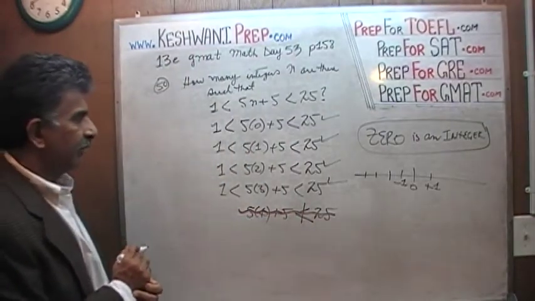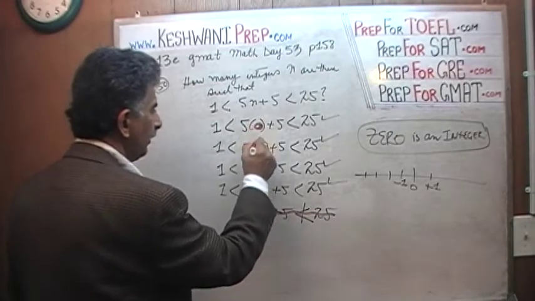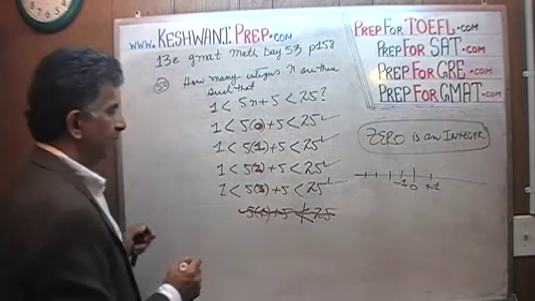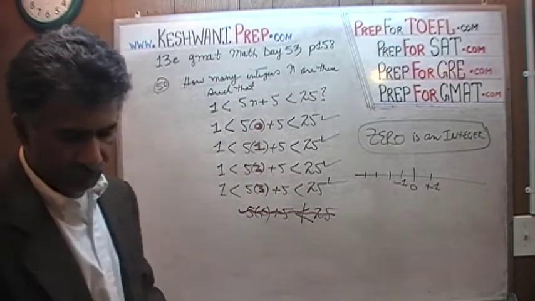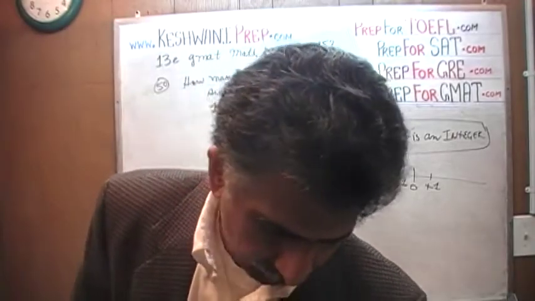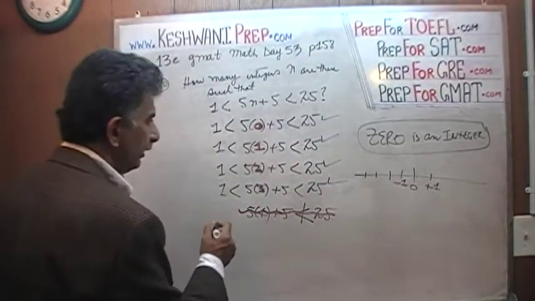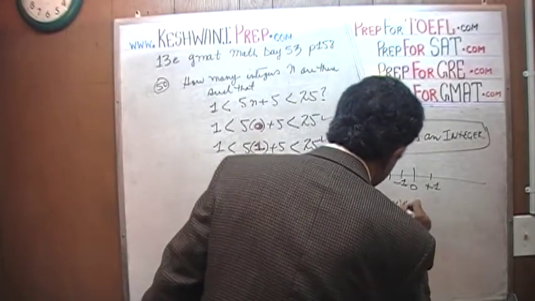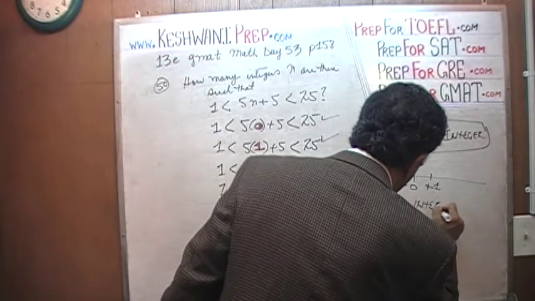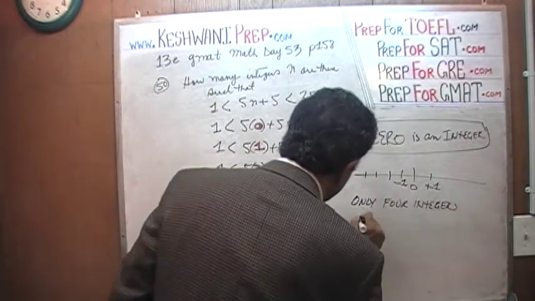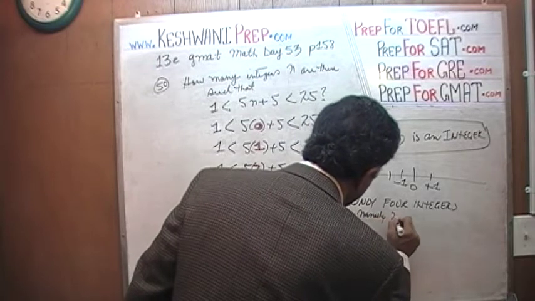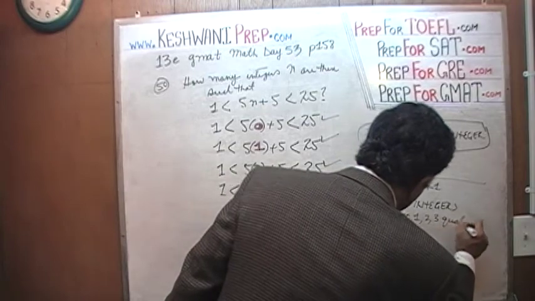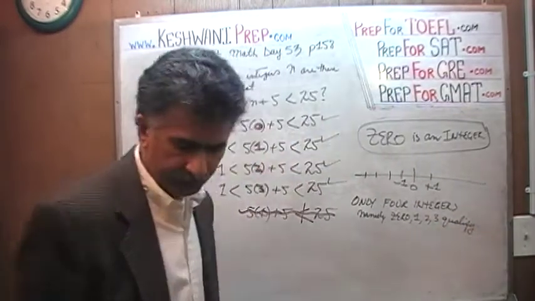So for how many integers did it work? Well, we had 0, we have 1, we have 2, and we have 3. Voila, that's it. 0, 1, 2, and 3. It works for 4 integers. Only 4 integers qualify, namely 0, 1, 2, and 3. And therefore the answer is B.